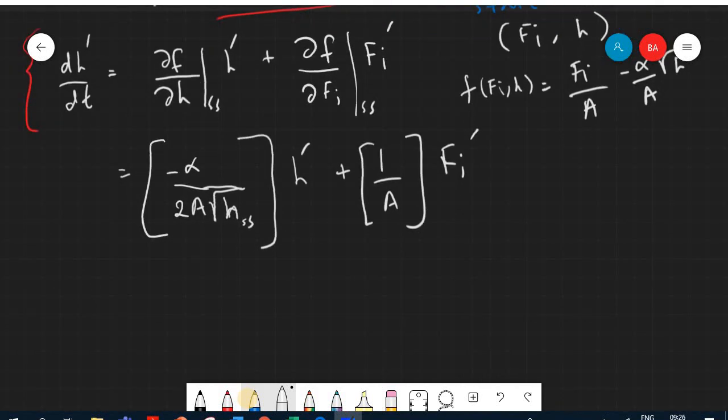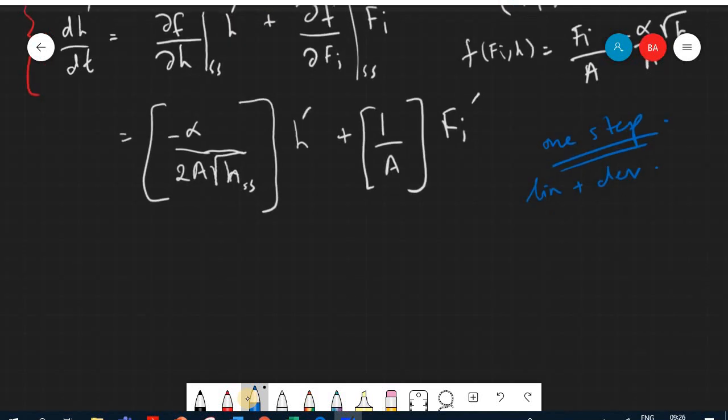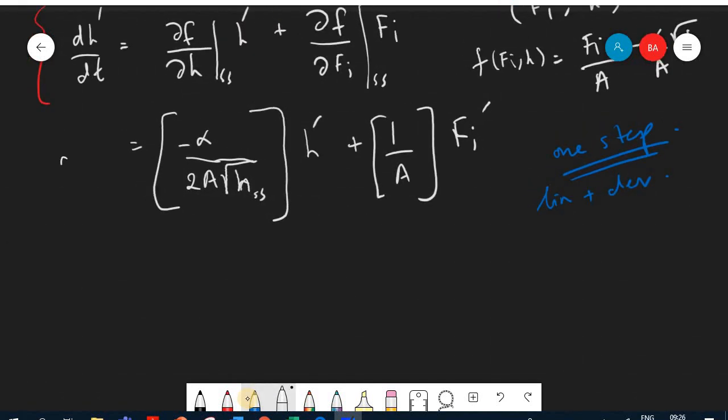So that is one step. Did you see this? Just one step, doing both linearization plus putting it in a deviation format. It is that beautiful. And looking at it, I have something which is ready for Laplace. So with my one step that I have applied, now I'm going to apply Laplace directly.